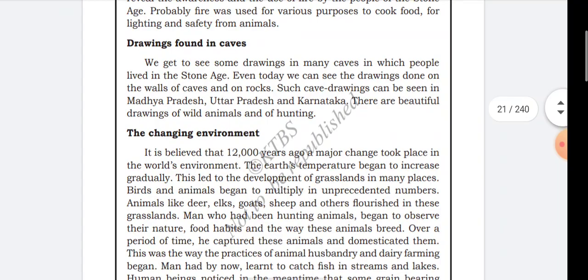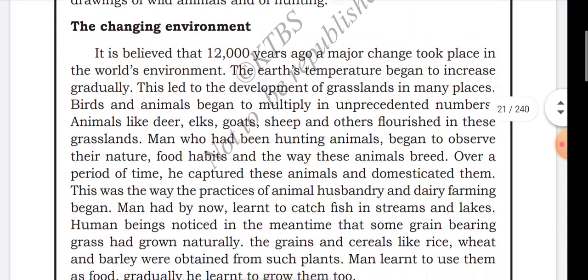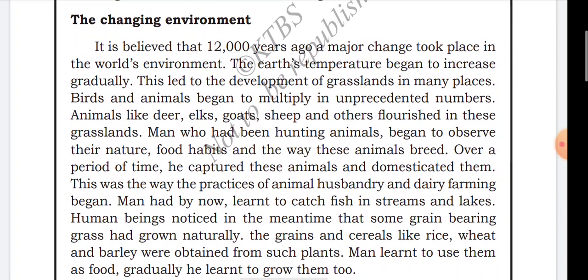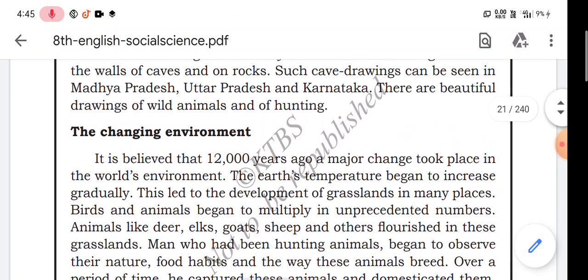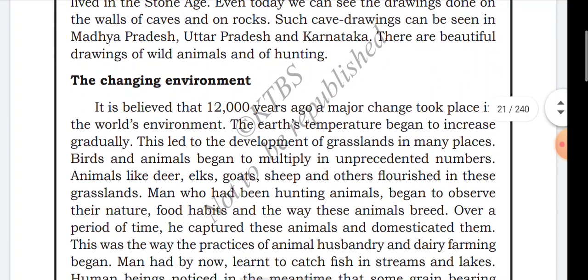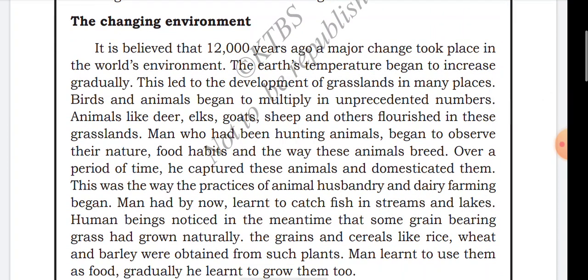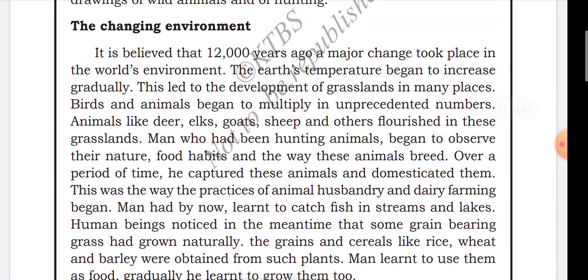Okay, so now the changing environment. How did the environment change from the previous thing which we studied? It is believed that 12,000 years ago, a major change took place in the world's environment. So, around 12,000 years ago, there was a major change that changed the world's environment. What happened there is the earth's temperature began to increase gradually.